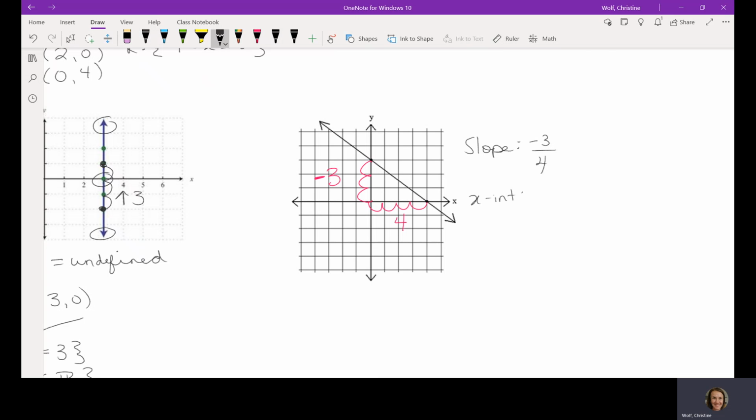All right, x-intercept, where does it cross the x-axis at? Right there, that's at a value of 4.